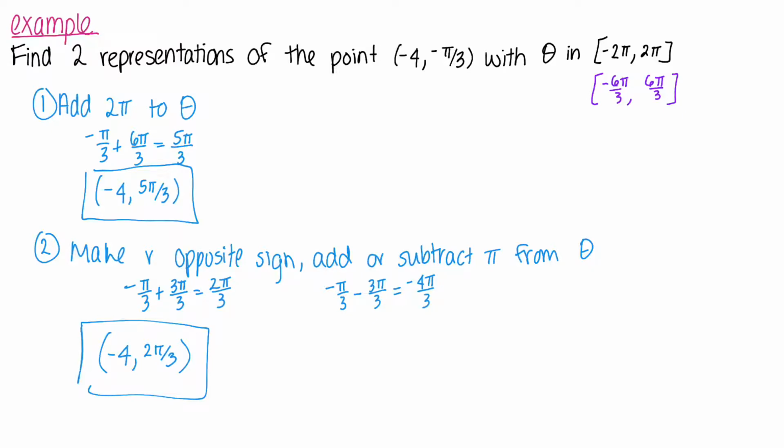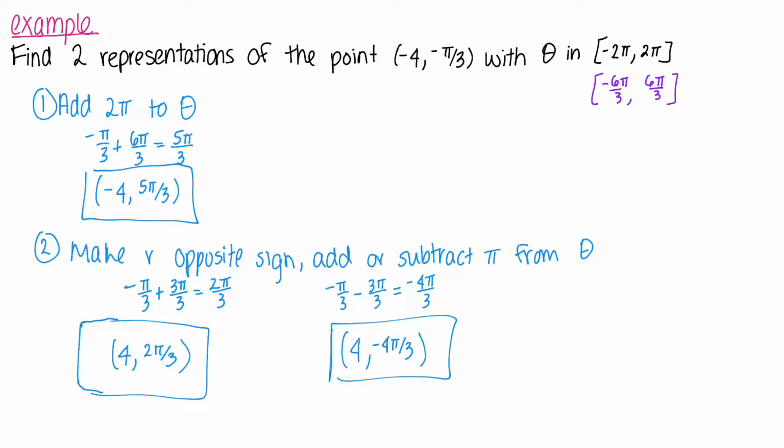Ooh, you know what I did here? You have to change the sign. So 4, it was negative, it's now positive because I have to change the sign. Anyway, -4 pi over 3, so this one will be +4, -4 pi over 3. Just remember, when you're just adding or subtracting pi, you're making the sign on the r value opposite. If you aren't changing the sign, that's when you're adding or subtracting 2 pi.